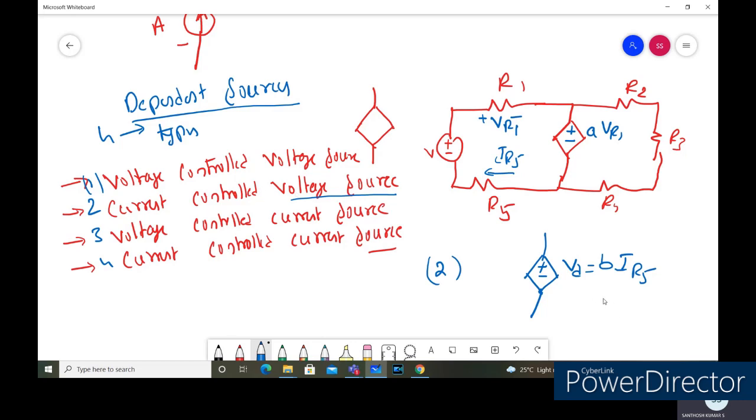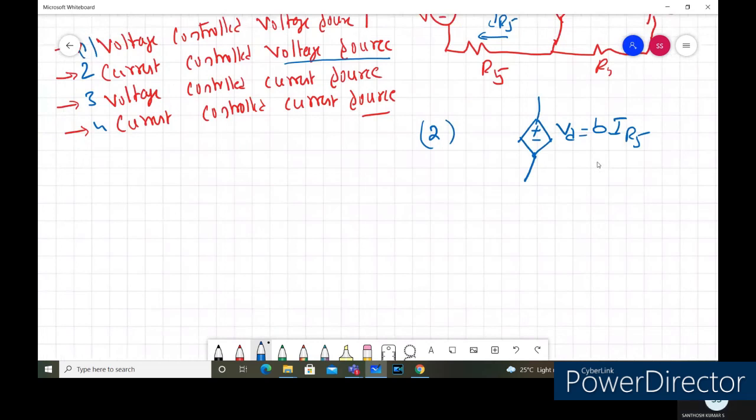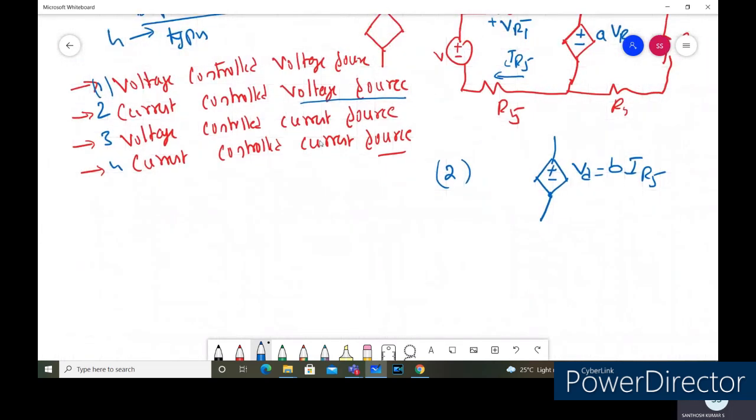And let us look into the third type of circuit, which is called a voltage controlled current source, meaning the type of the source is a current source.